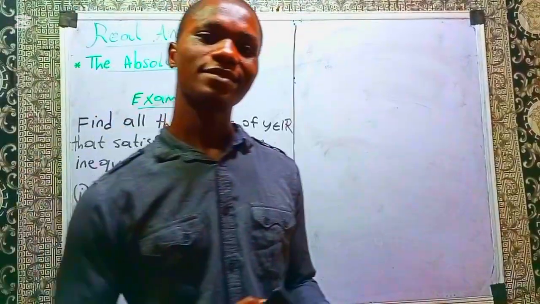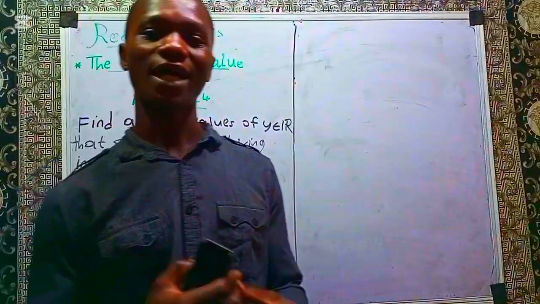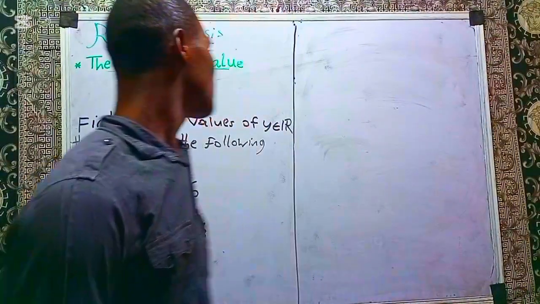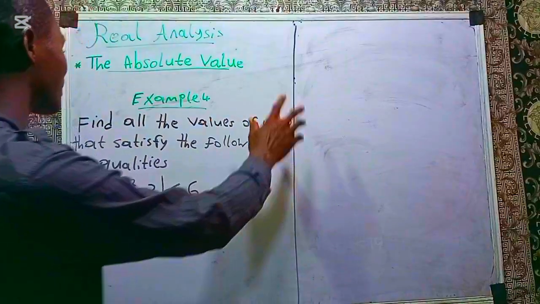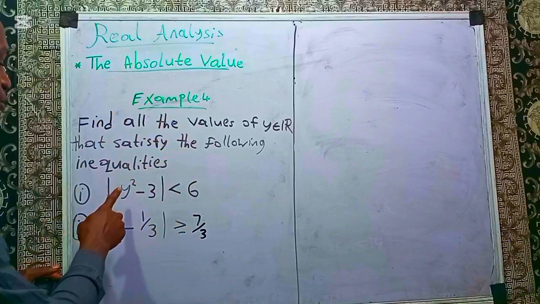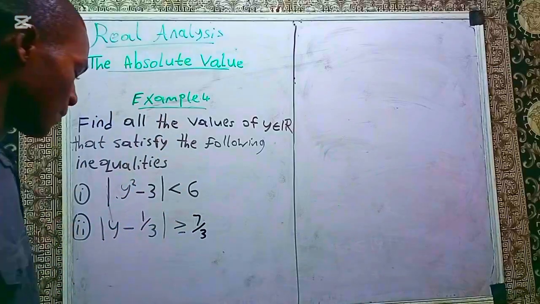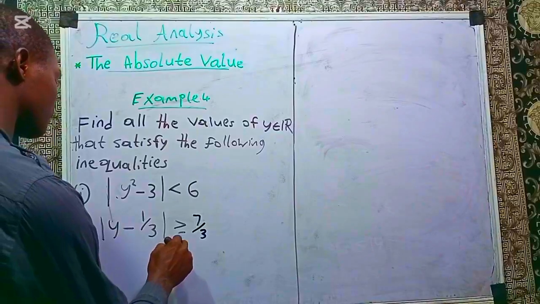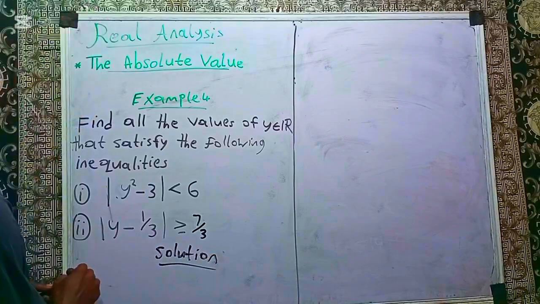This is real analysis class, and today we're solving this question under this topic, the absolute value. In this question, they ask us to find all the values of y, elements of real numbers, that satisfy the following inequalities. The first inequality is the absolute value of y squared minus 3 less than 6.